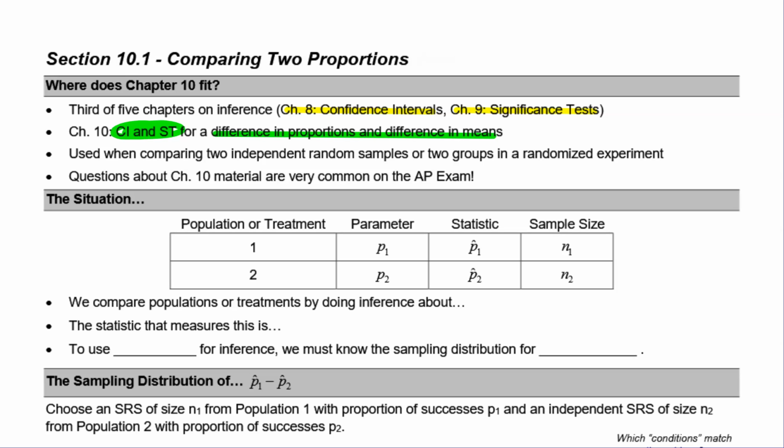Just as an FYI, questions about Chapter 10 are pretty popular on the AP exam, so make sure you keep that in the back of your mind as you work through this chapter.